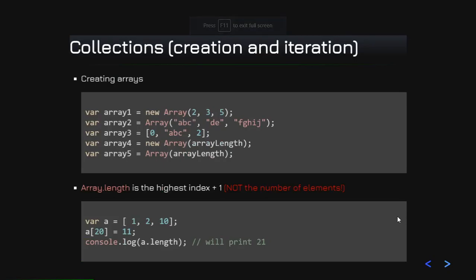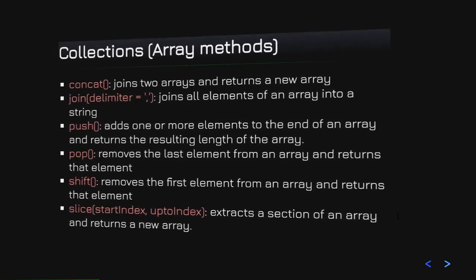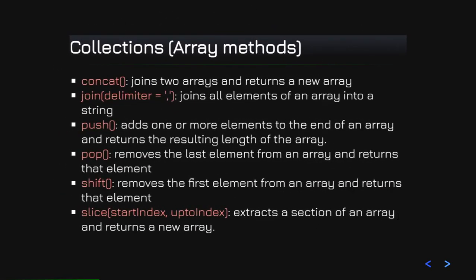So let's continue. Let's also list some of the important methods of collections, available for the array objects. We have concat, which is useful for joining 2 arrays into one new array. Then we have join, which joins all the elements of an array into a string using a delimiter like this one. The default one is comma. Then we have push for adding 1 or more elements to the end of the array. Then we have pop for removing the last element from an array. Then we have shift that shifts the elements of the array by removing the first one and returning it.